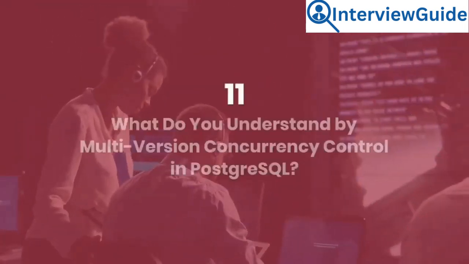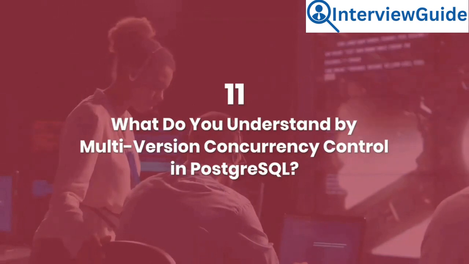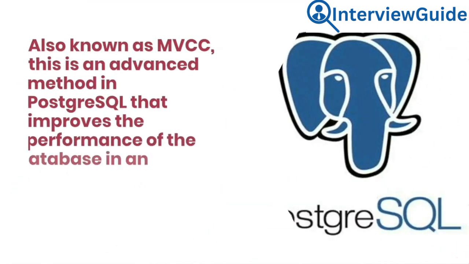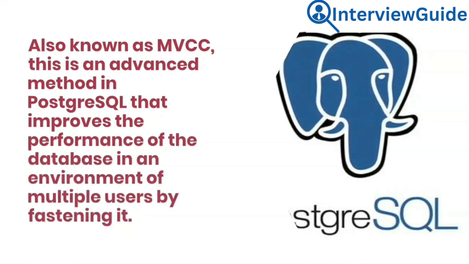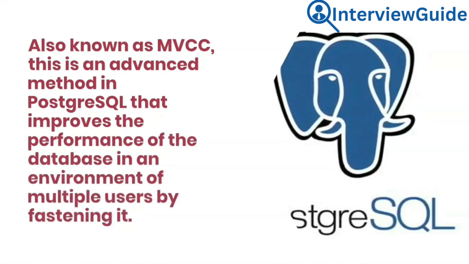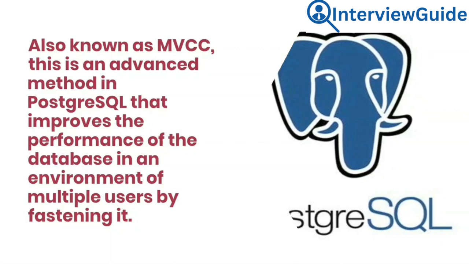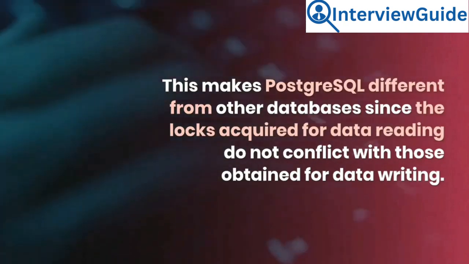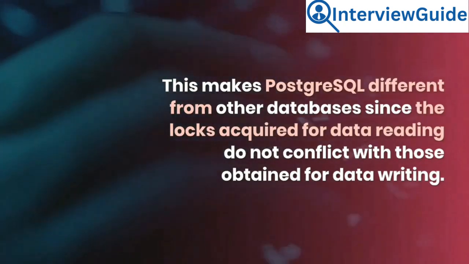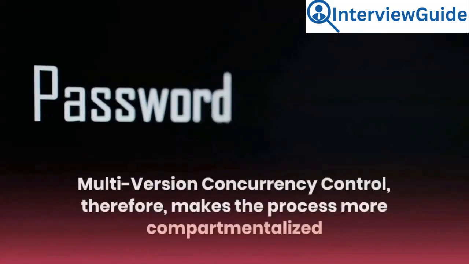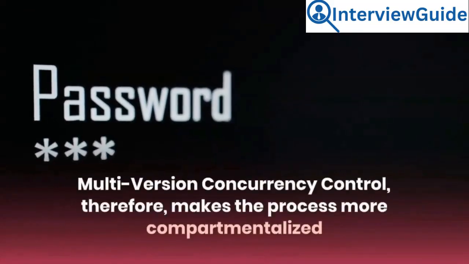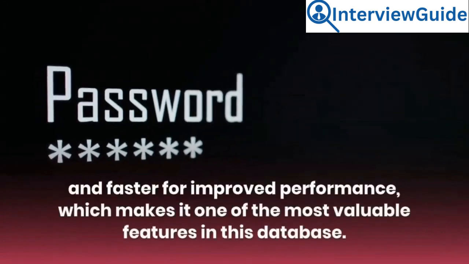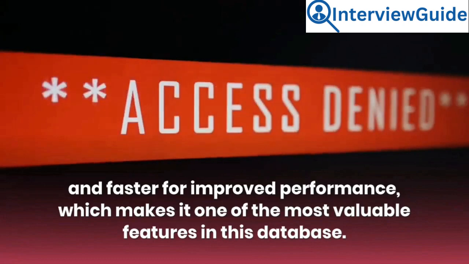11. What do you understand by multi-version concurrency control in PostgreSQL? Sample answer. Also known as MVCC, this is an advanced method in PostgreSQL that improves the performance of the database in an environment of multiple users by fastening it. This makes PostgreSQL different from other databases since the locks acquired for data reading do not conflict with those obtained for data writing. Multi-version concurrency control, therefore, makes the process more compartmentalized and faster for improved performance, which makes it one of the most valuable features in this database.